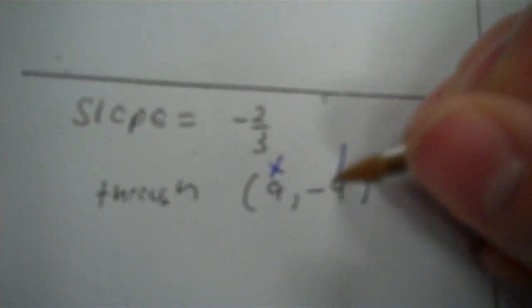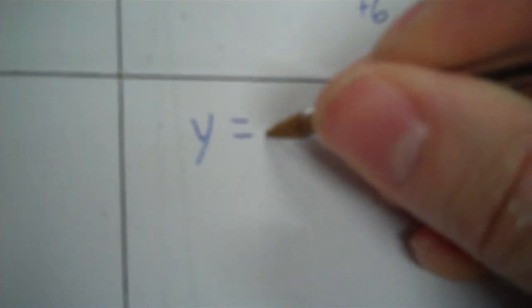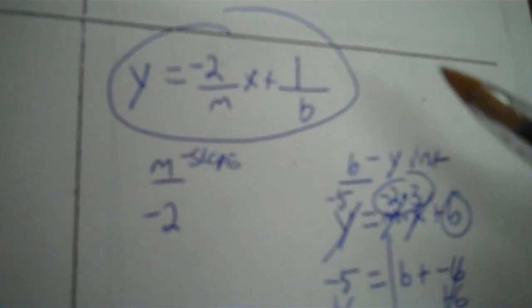Next problem, slope equals -2/3 through 9, -4. It's the same concept of what we just did. So I lay out my equation, y equals blank x plus blank, m and b. This is your answer. B is not the answer to the problem. B is part of the answer. This is my answer I'm going to be checking. If you don't write that out, it's wrong.